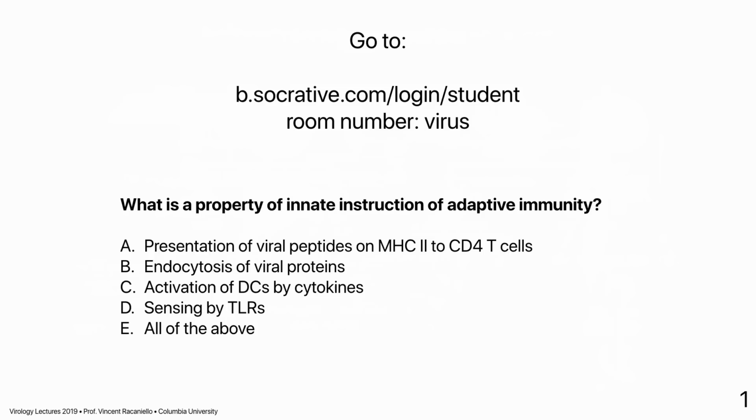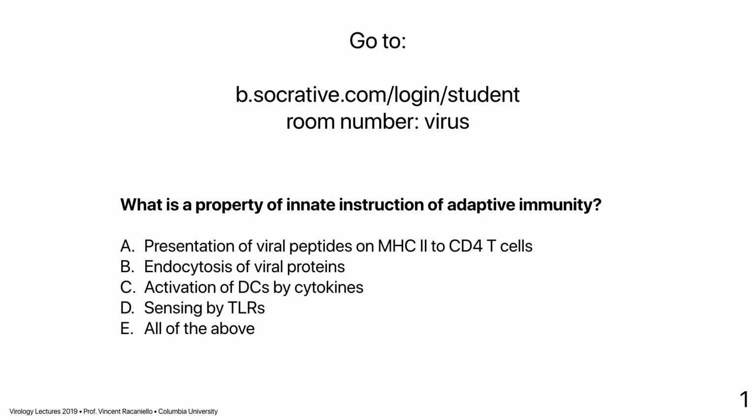All right, our first question is, what is a property of innate instruction of adaptive immunity? A, presentation of viral peptides on MHC I to CD8 T cells. B, endocytosis of viral proteins. C, activation of dendritic cells by cytokines. D, sensing by toll-like receptors. Or E, all of the above.